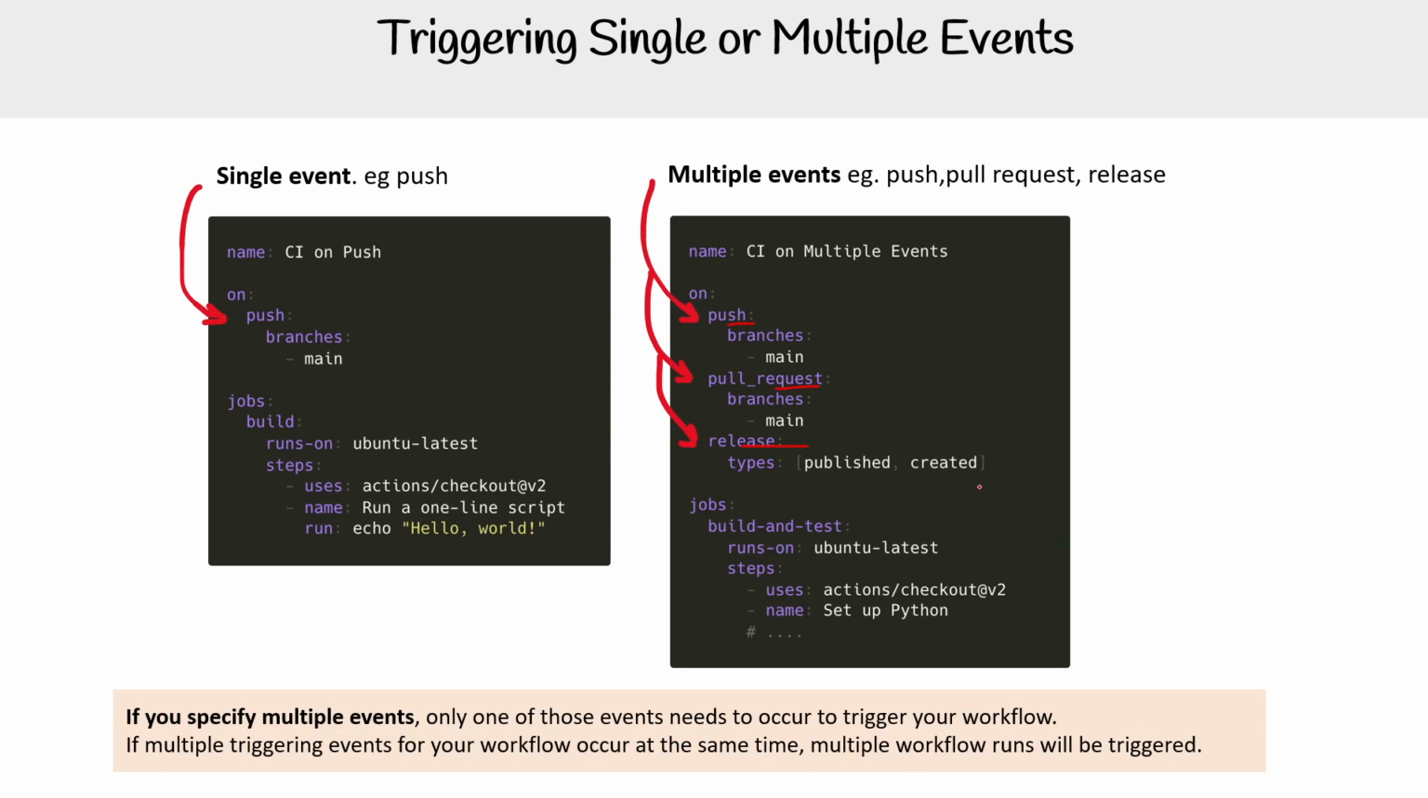So hopefully that makes sense. The idea is that if you did a push, a pull request, and release, you might see 3 runs, okay?